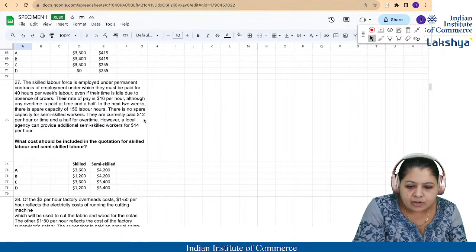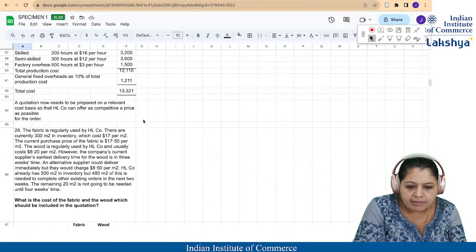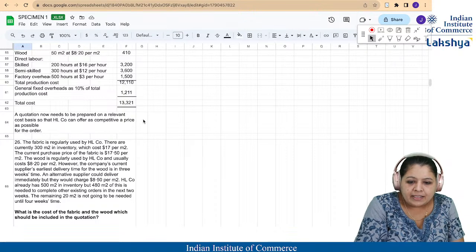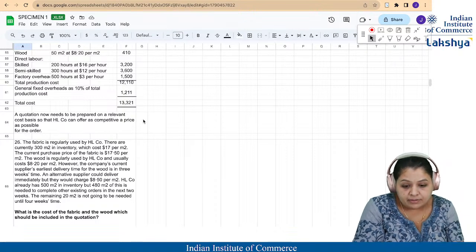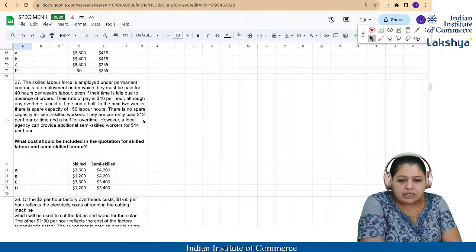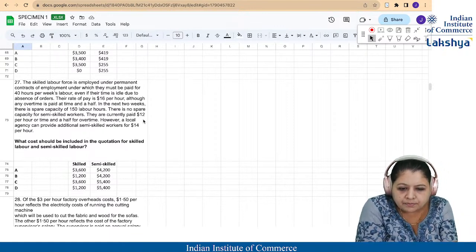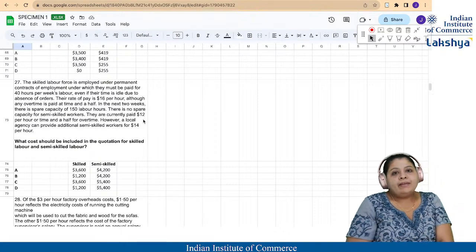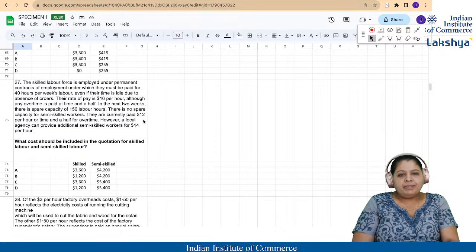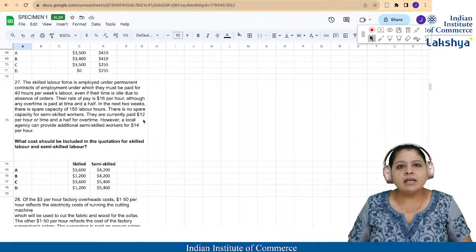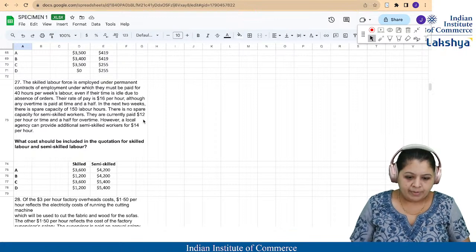Before that, let's figure out how much labor we require. So 200 hours of skilled and 300 of semi-skilled. How much do we have? Spare capacity is 150 for skilled, and there is no spare for semi-skilled. So semi-skilled we need to get completely from outside, and skilled, 150 of these hours we can use. The remaining we need to buy from outside.